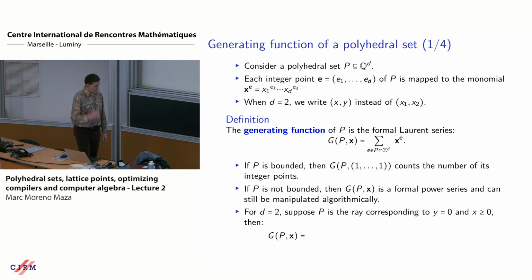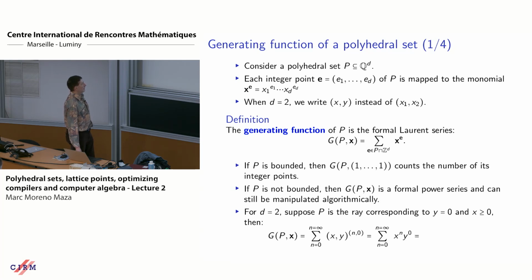Okay, so let's do some examples. Let us start with the ray, or half line, corresponding to y equals 0 and x non-negative. So these are some simple math. Okay, so I think everyone would agree with that. So we retrieve some well-known formula. Remember, this is a half line, so this is not finite.